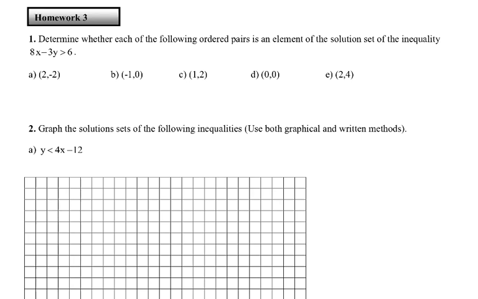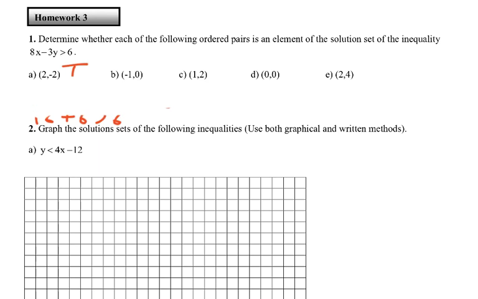Homework 3 then. Determine whether each of the following ordered pairs is an element of the solution set of the inequality given. So we're going to substitute each coordinate into this inequality. So 8 times 2 minus 3 times minus 2 is bigger than 6. 16 plus 6 is bigger than 6. Yeah, that's true, isn't it?